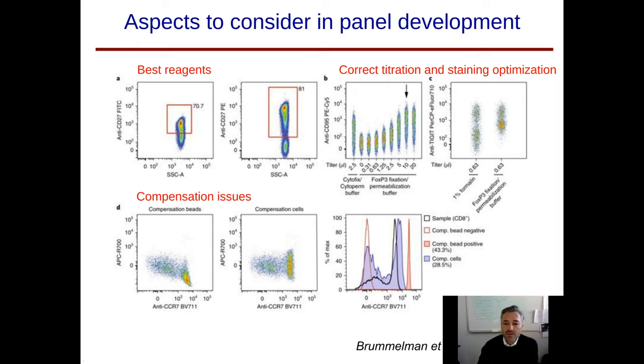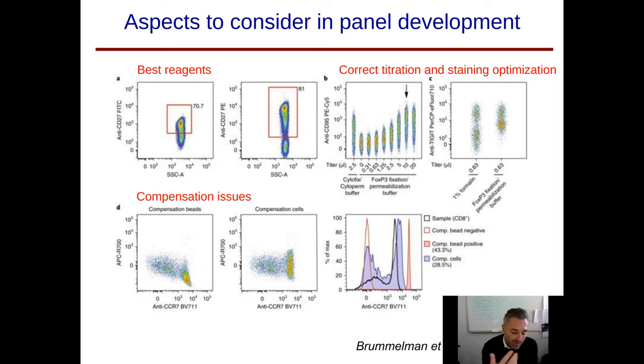Obviously, one other thing that we do is test every single reagent that comes to the lab. We do a full titration to determine the saturating concentration, and here the arrows tell you the best concentration at which you should use that reagent.